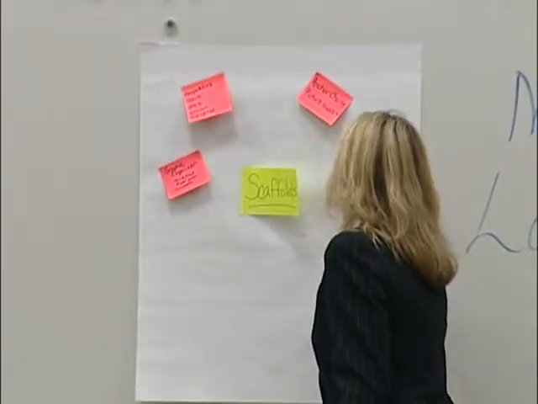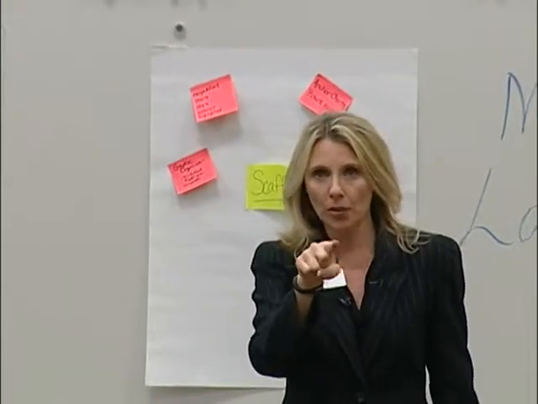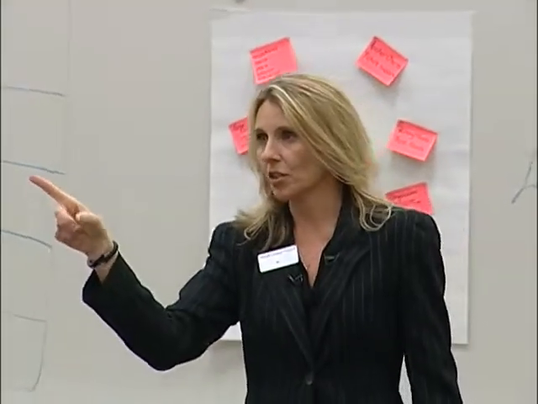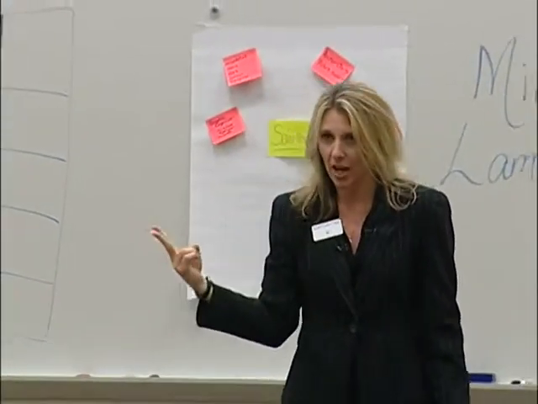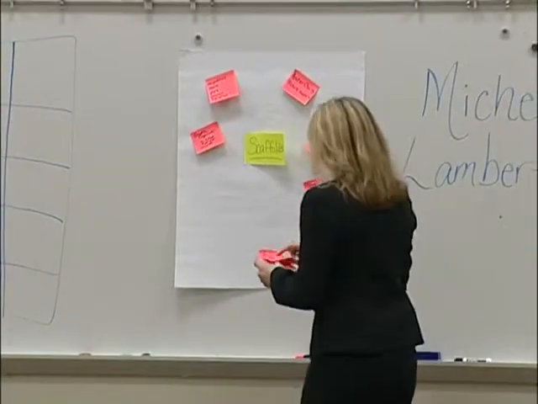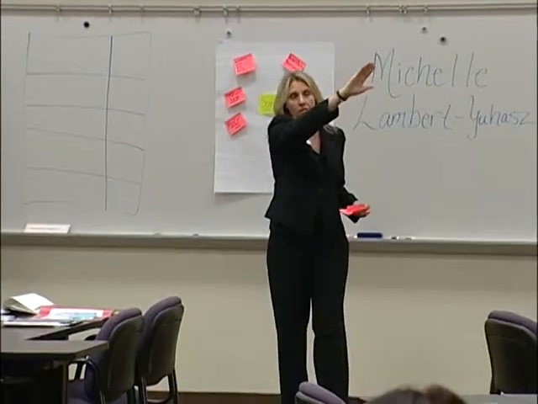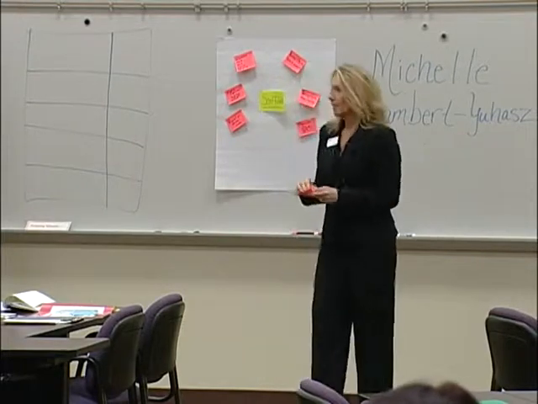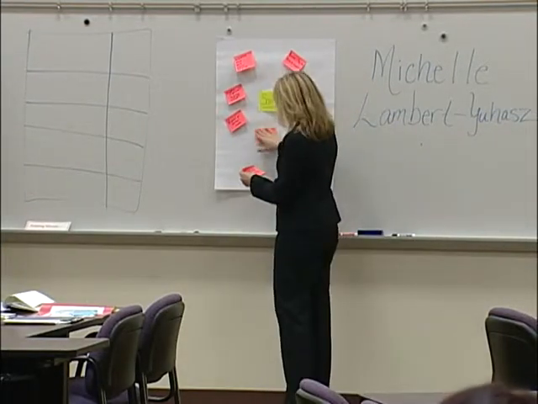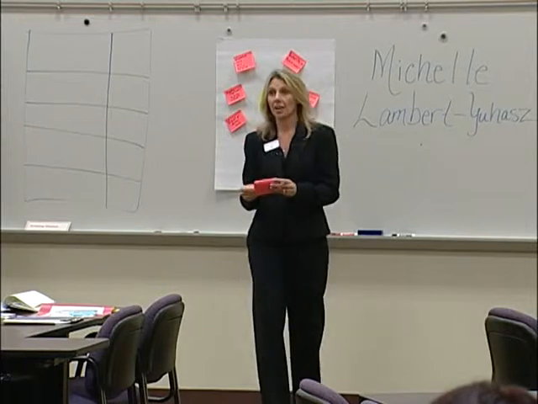Or if we have younger children, we want them to follow along with their finger as they're reading. Eventually we have to take that away and we want to read with our eyes. Any visual or verbal cues. Word walls. Those are scaffolds. Think, pair, share.